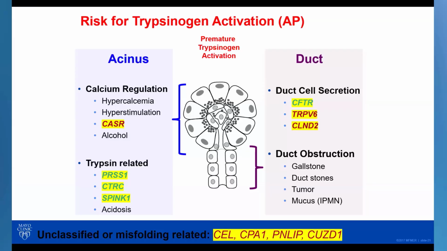There are some unclassified genetic mutations, and they're the ones at the bottom. We know they can cause misfolding of protein, but we're unable to put them within an actual mechanistic scheme of how they end up causing acute or chronic pancreatitis, such as CEL or CPA1 or PNLIP. And eventually, this is the clinical syndrome that we will be getting, which is pancreatitis.